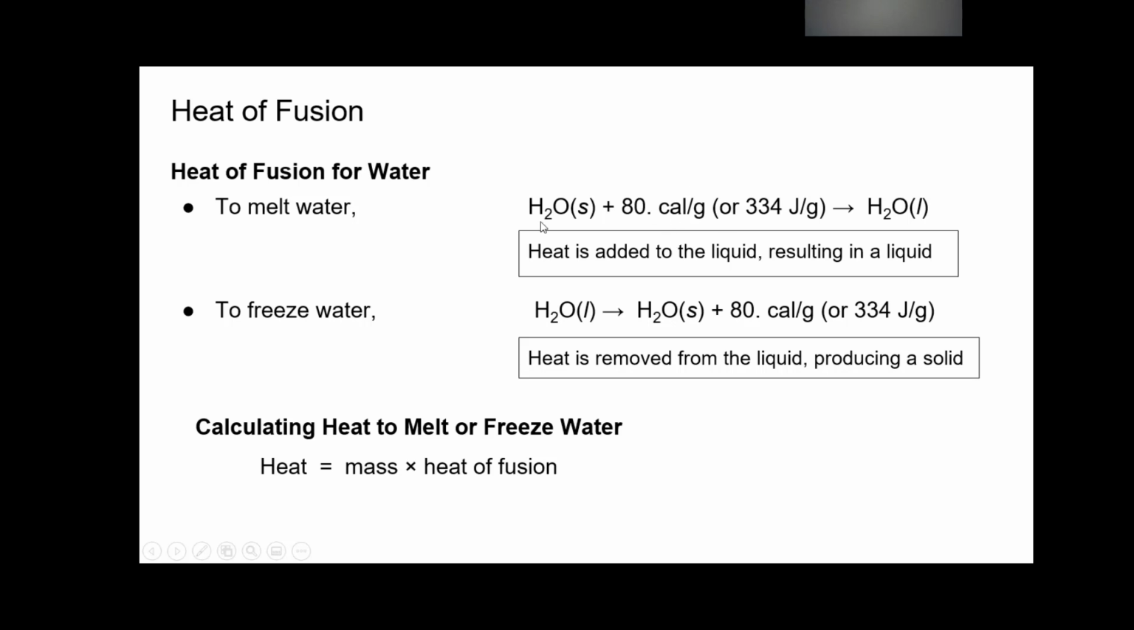We need to add energy in order to break the bonds and to cause the molecules to vibrate so much that it breaks those bonds into a liquid and out of that fixed arrangement. So we take the water as a solid, we add 80 calories per gram, or 334 joules per gram, and that ends up producing water as a liquid. Still water, but now it's in a different state.